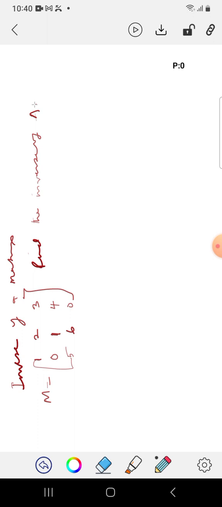Now, step one. We have to turn this matrix into a number first, which is called a determinant. So find the determinant.